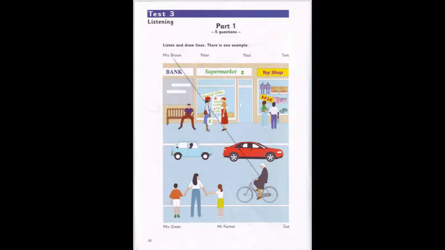2. Where's Paul? He's looking in the window of the toy shop with a friend. But which one is Paul? The boy who's carrying a school bag. Oh, I see him.